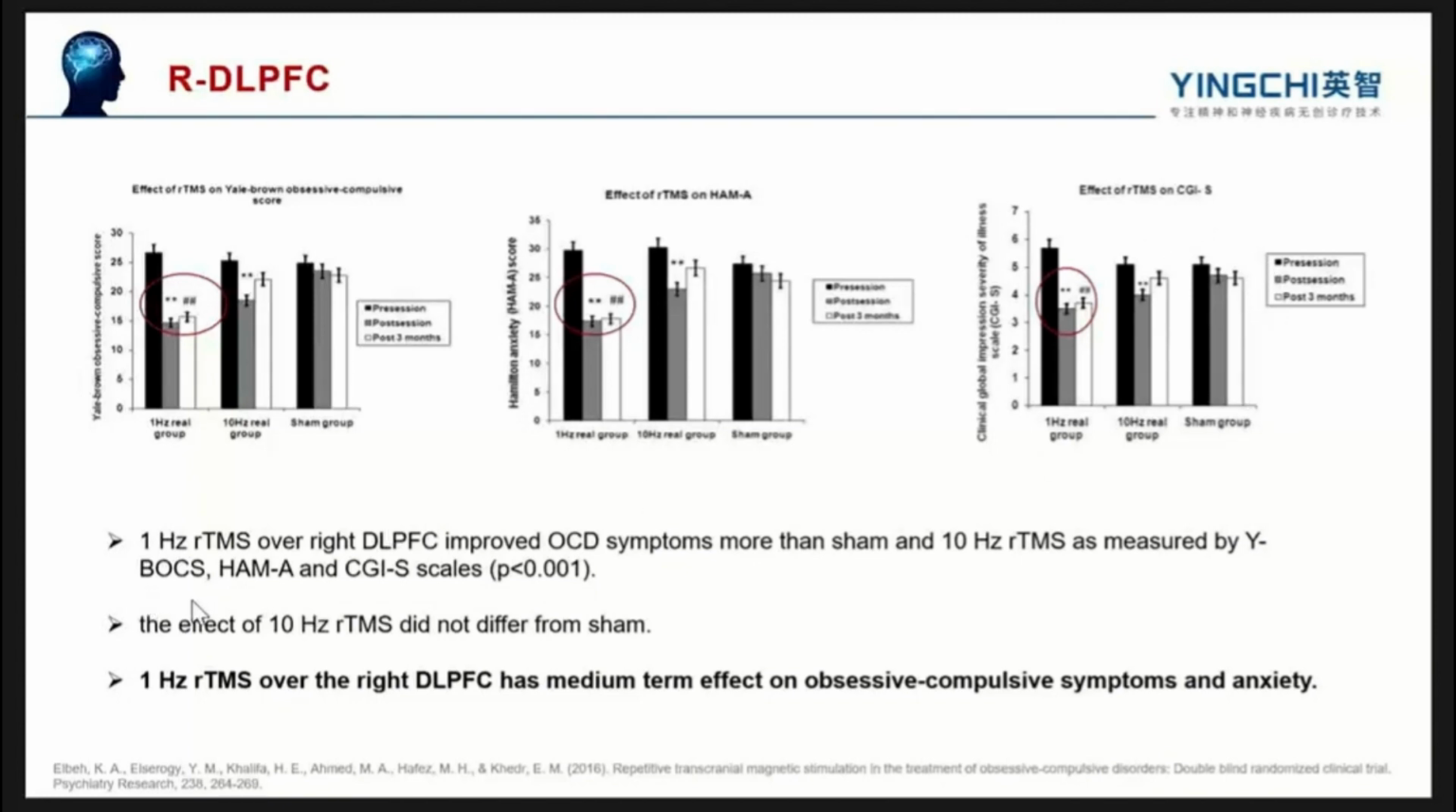Yeah, and according to the results we just mentioned, we can conclude that the 1 hertz rTMS over right DLPFC improved the OCD symptoms more than sham and 10 hertz rTMS in both the scales we used in this study. And the effect of 10 hertz rTMS did not differ from the sham. And the 1 hertz rTMS over the right DLPFC has a medium-term effect on obsessive compulsive symptoms and anxiety.